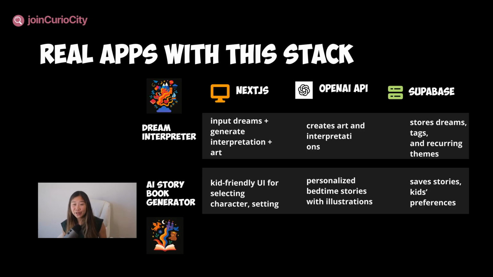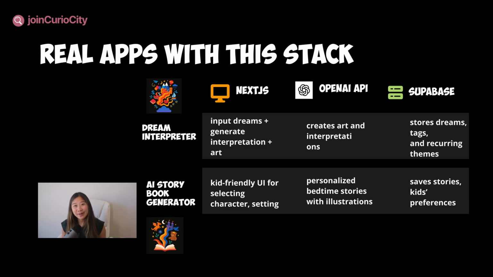Let's take a look at a few examples of the kinds of AI apps you can build with this stack. The tech stack is not just easy to use, it's incredibly flexible. From creativity tools to productivity boosters, here are just a few ideas to spark your imagination. In the first example, we'll explore a dream interpreter and visualizer application. On the front end of this app, users will be able to input their dreams, and then the app uses OpenAI to generate symbolic interpretations and surreal artwork. Supabase would store the user's dream logs and track recurring themes like anxiety or adventure.